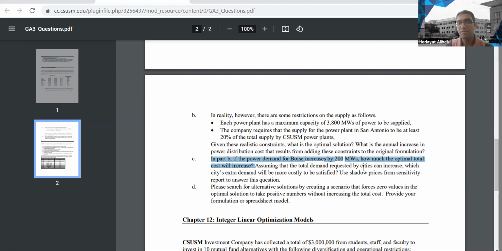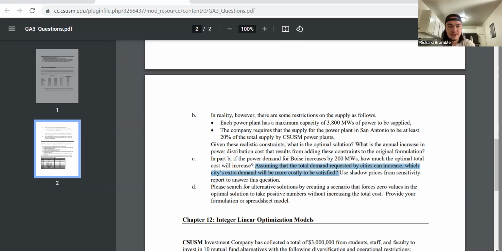Assuming that the total demand requested by cities can increase, which city's extra demand will be more costly to satisfy? How do we answer this one? Let's say for each one of them the demand can increase by 1 megawatt. Which extra 1 megawatt from each of these cities is more costly? Whichever one has the highest shadow price.